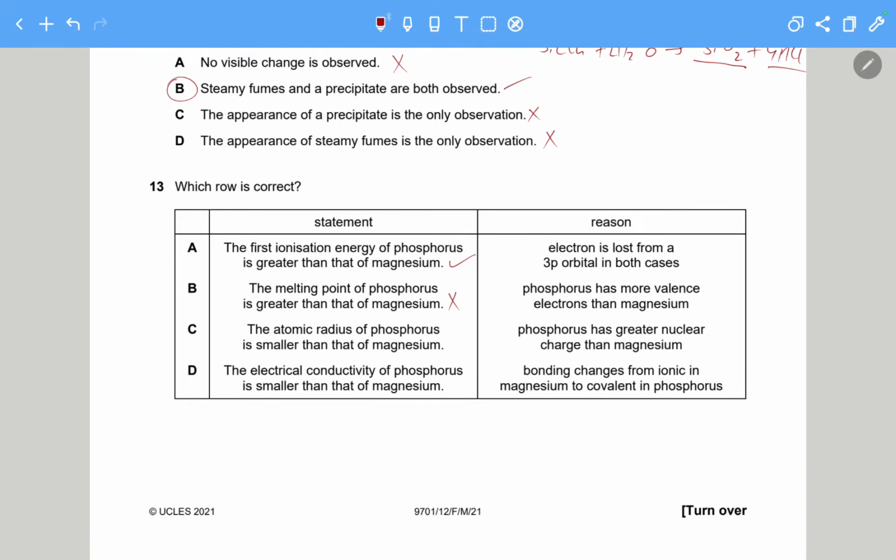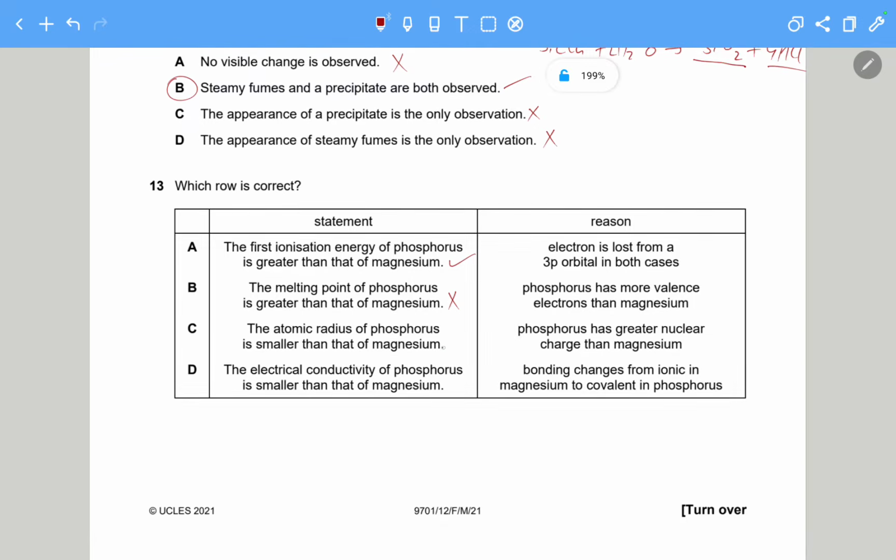The atomic radius of phosphorus is smaller than that of magnesium. Yes, because as we move across a period, the atomic radius decreases because of the greater pull of the nucleus. The electrical conductivity of phosphorus is smaller than that of magnesium. This is undoubtedly correct, because magnesium is a metal, phosphorus is a non-metal, metals are better conductors of electricity.